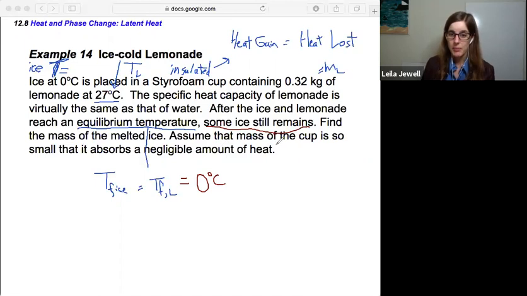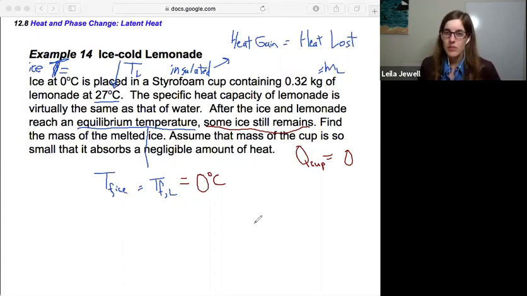It also tells us the mass of the cup is so small it absorbs a negligible amount of heat. So we can say that the heat of the cup is 0. In other words, we don't need to worry about it like we did with the calorimetry example, which is great. All right. So this is looking good. We can note, okay, the ice stays at 0 degrees Celsius. So what form of heat, where does the heat go in terms of the ice? The heat goes just into melting the ice.